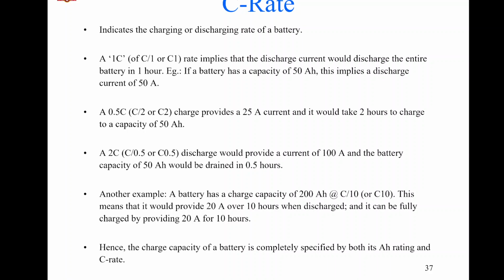So the C rate indicates the charging and discharging rate of the battery. If you say that a battery is 1C rated, that implies that the discharge current would discharge the entire battery in 1 hour. If a battery has capacity of say 50 ampere hour, then this implies there would be the discharge current of 50 ampere and so on.